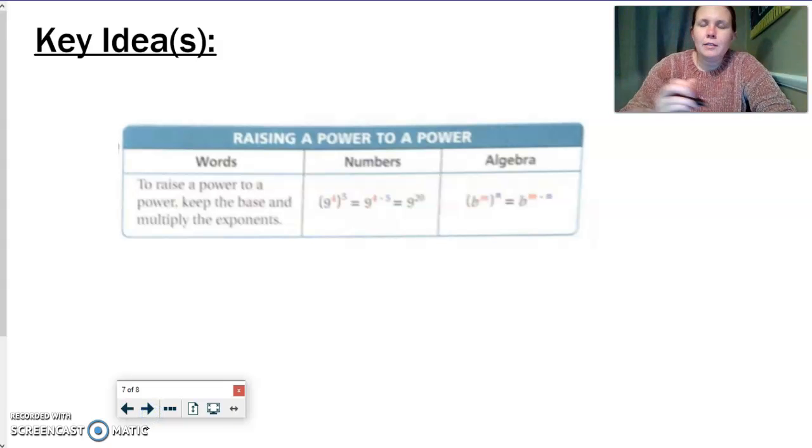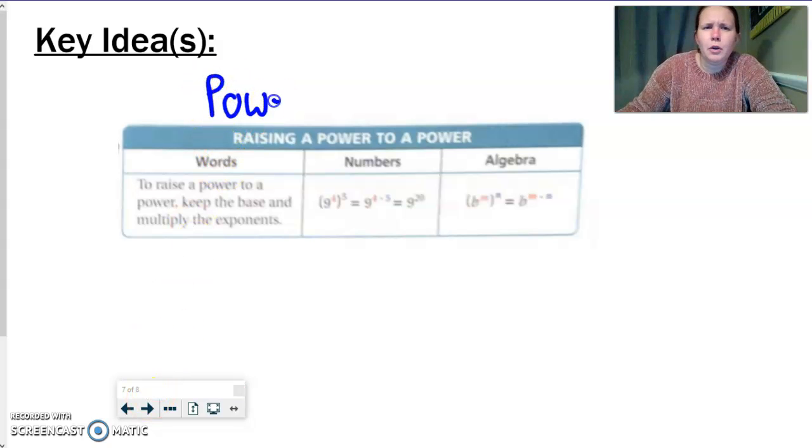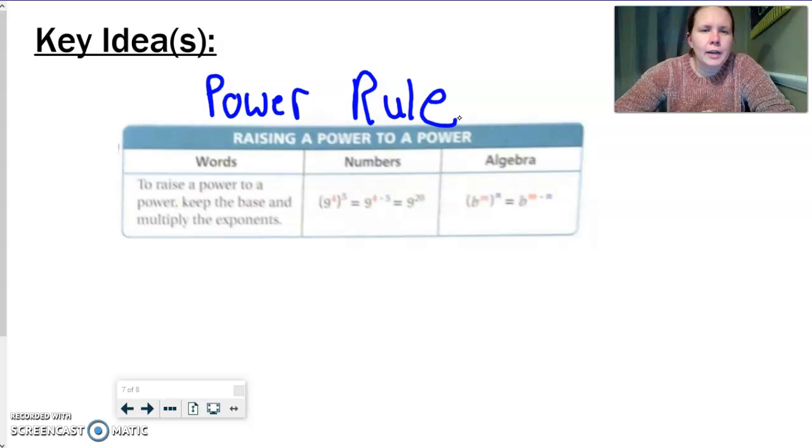What happens when you get to the product rule? Or did I say product rule? It's power rule. Sorry. Power rule. It says to raise a power to a power, keep the base, and multiply the exponents.